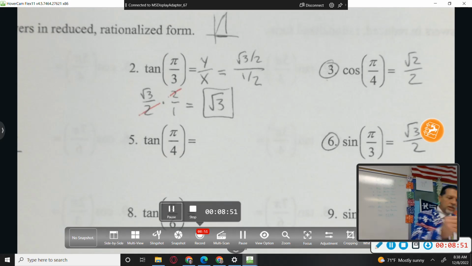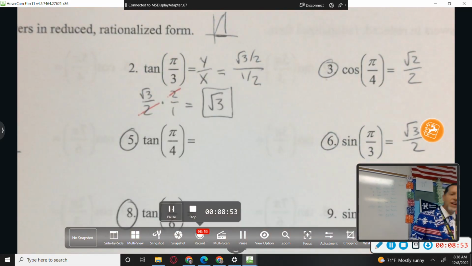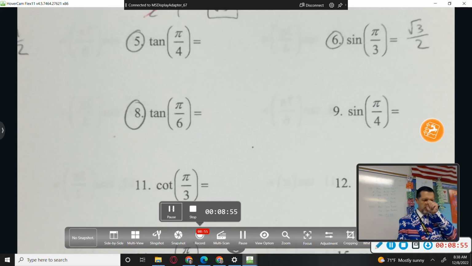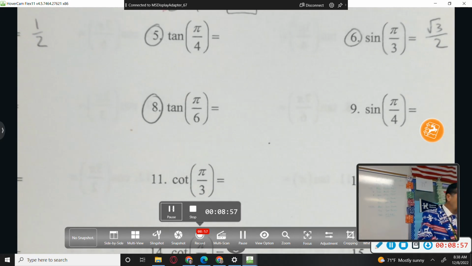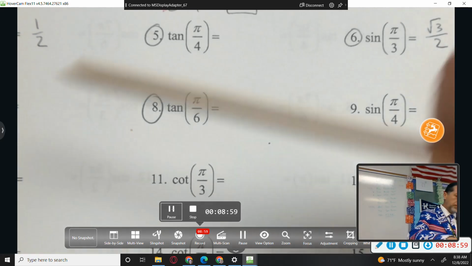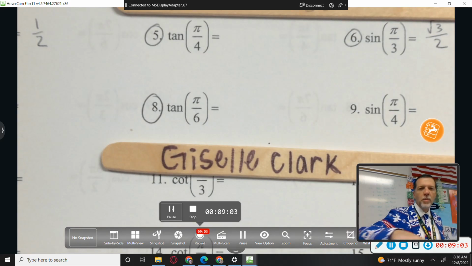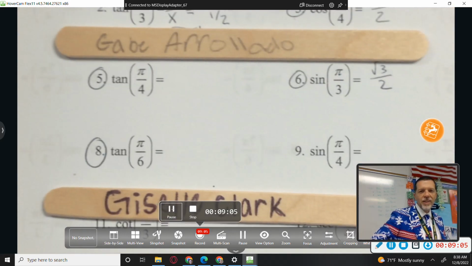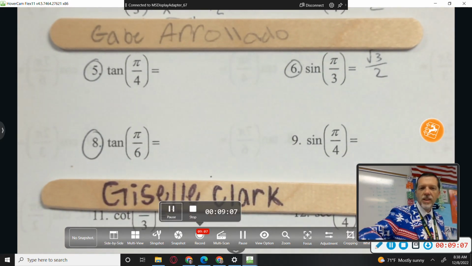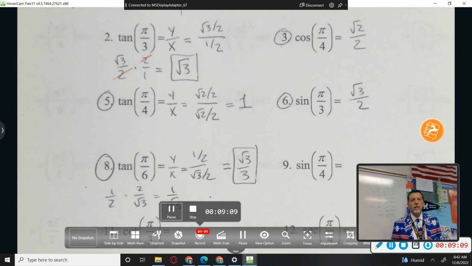Y over x. Why don't you try 5 and 8? Two more tangent problems. And then we'll get some help on those from Gabe and Giselle to get through, so that the tangent of pi over 6 is root 3 over 3.